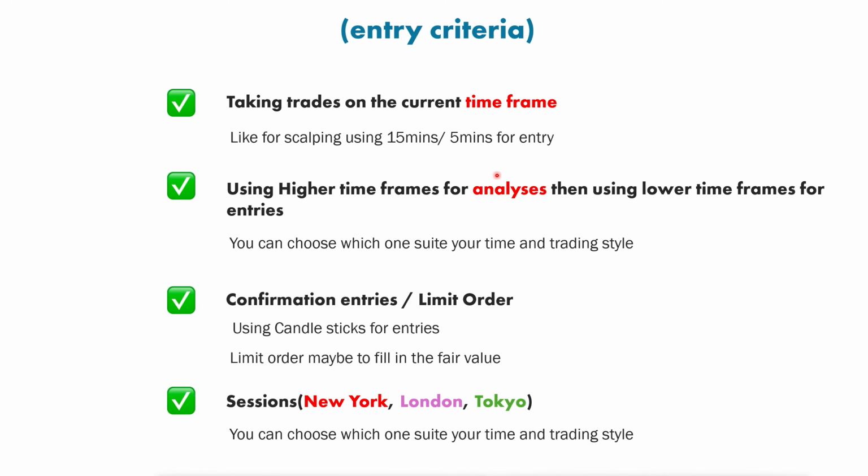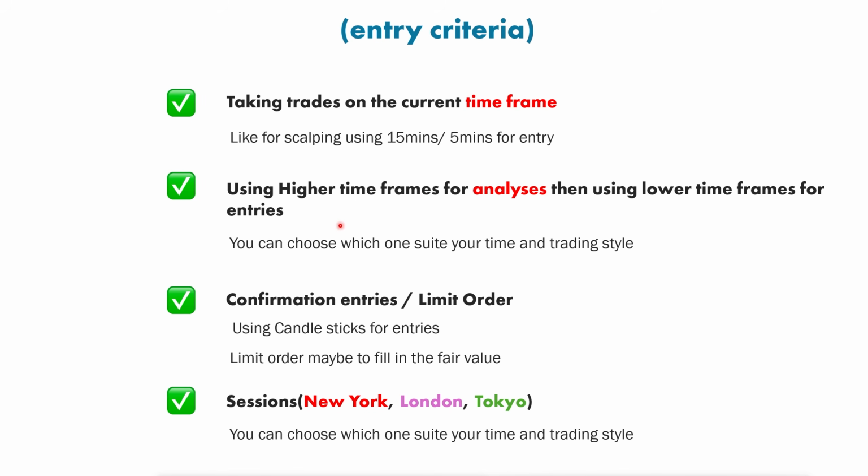So the first thing that we need to understand is that we have different criteria to make entries in the market. There are a lot of ways to make entries. The first one that we're going to cover is taking trades on the current time frame. This is suitable for scalping, maybe let's say in the 15 minutes or 5 minutes time frame, but it doesn't include any higher time frame. You just trade only one time frame, but this is kind of risky because you don't have the overall trend or bias from the higher time frame. So in my books, I don't usually recommend it.